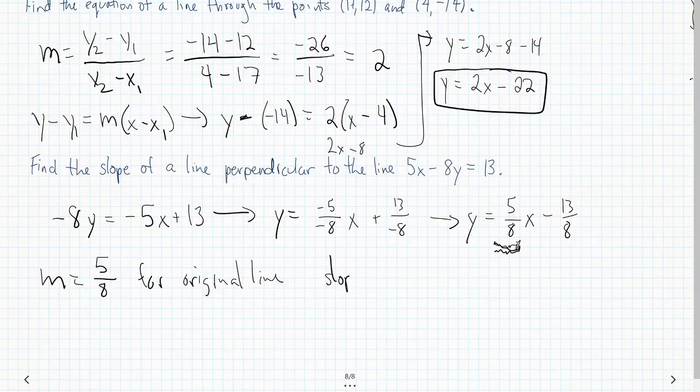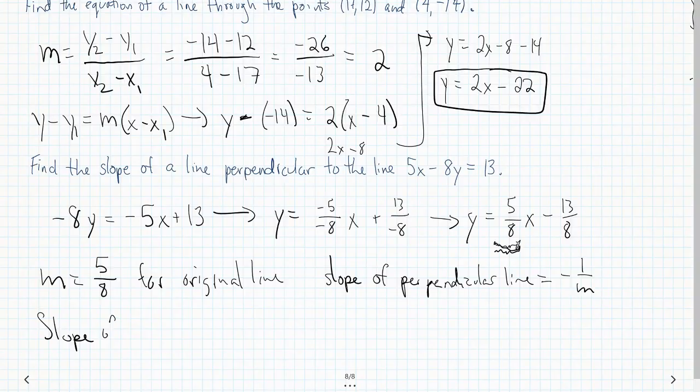And we know there's a formula that tells us the slope of the perpendicular line should equal negative 1 divided by m. So that means our slope of the perpendicular line goes negative 1 over, well, our m is 5/8, so this is 5/8.